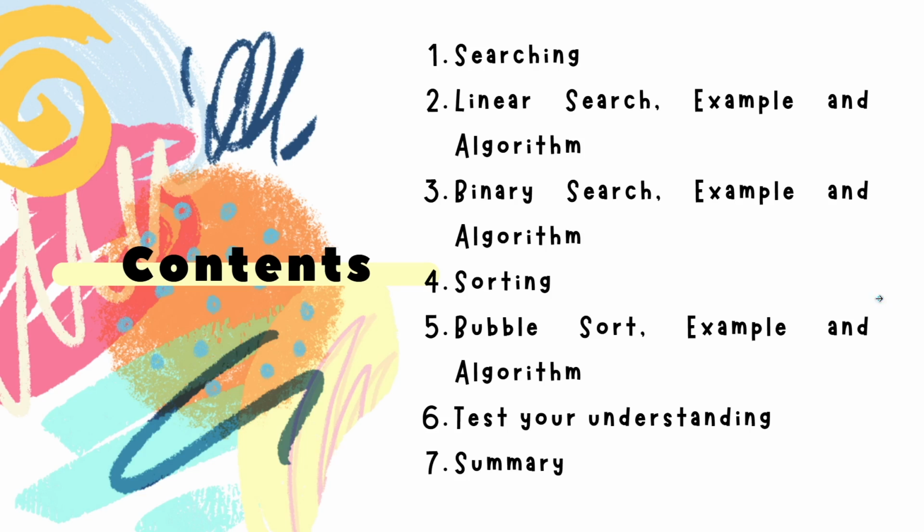First, we will study what searching is, and then we will see linear search, or in some books you might have seen it given as sequential search. We will see it with an example and the algorithm. Then we will be studying binary search, an example and algorithm. Then we move on to the sorting operation, and specifically what bubble sort is, with an example and algorithm. And I have given some review questions, and finally we will be seeing the summary.